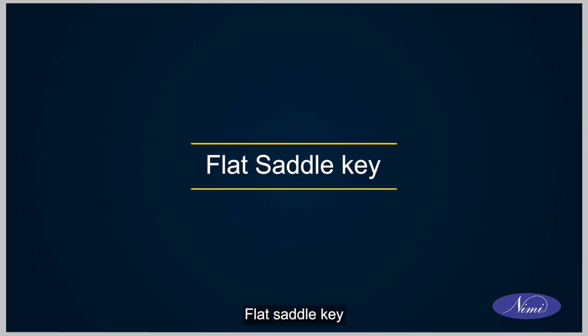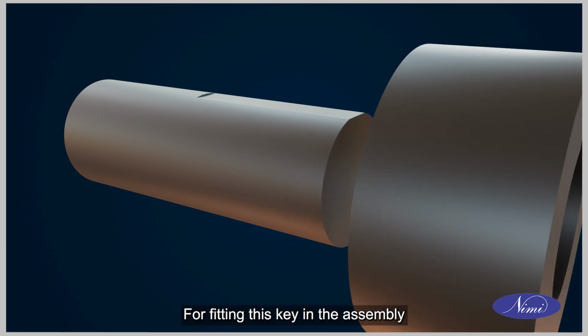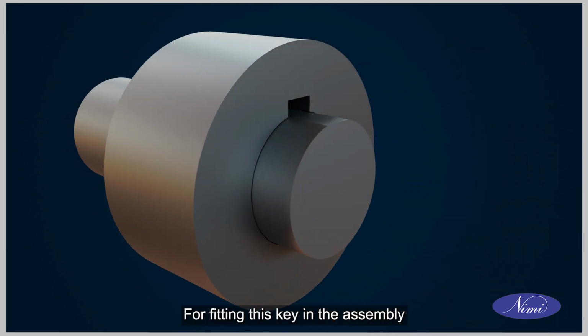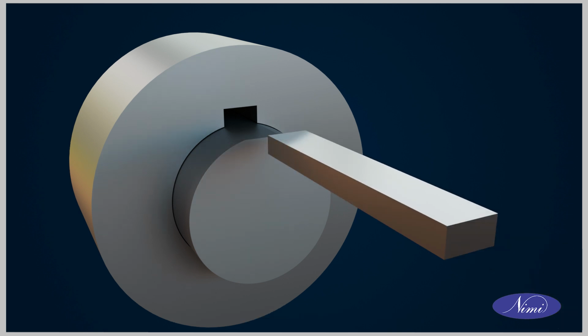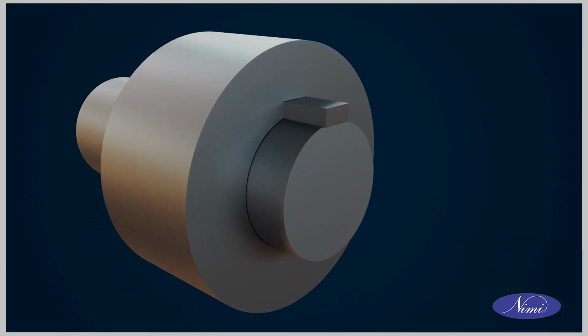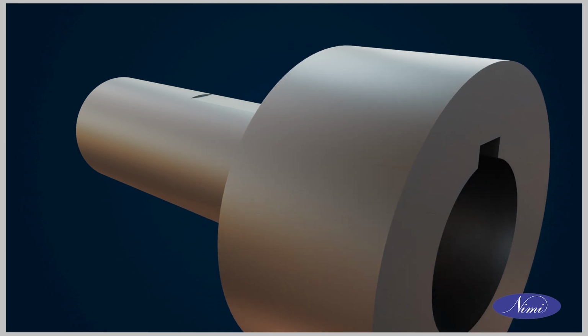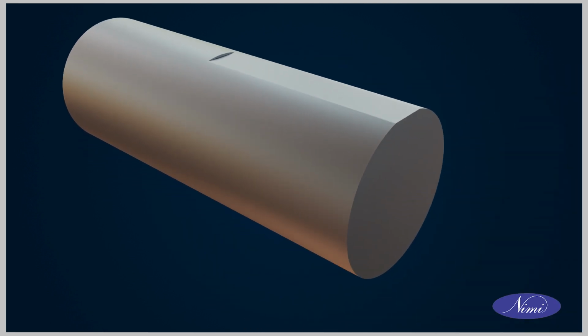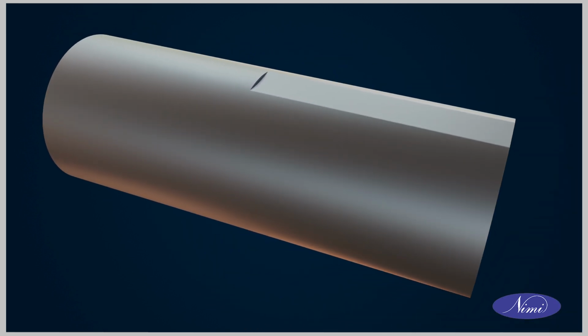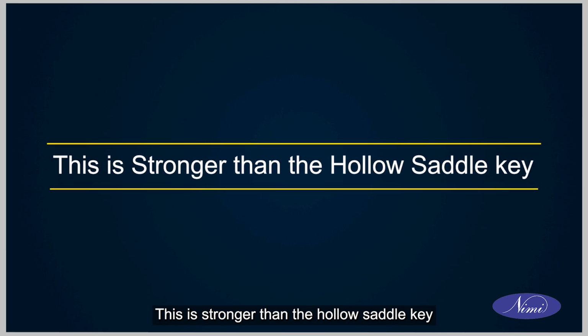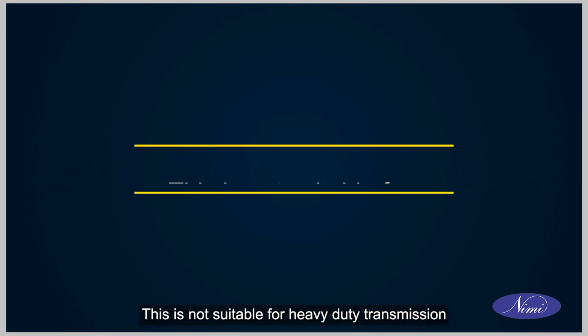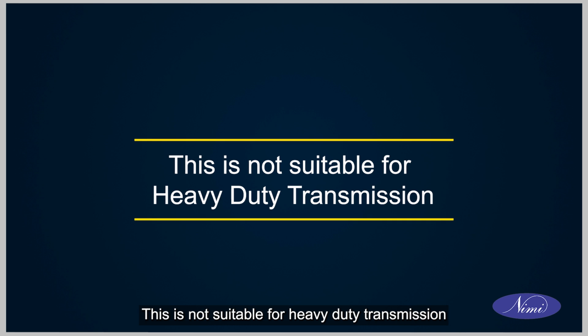Flat saddle key. This key has a rectangular cross-section. For fitting this key in the assembly, a flat surface is machined on the shaft. This is stronger than the hollow saddle key. This is not suitable for heavy-duty transmission.